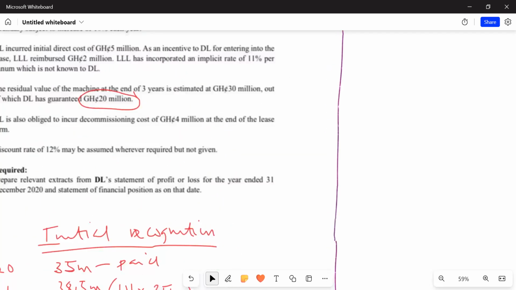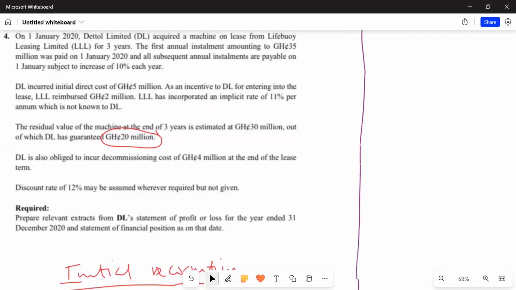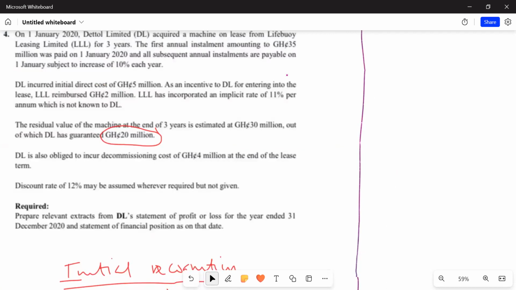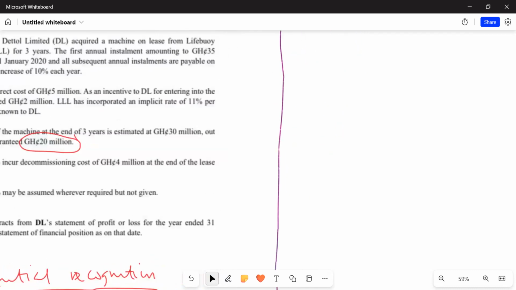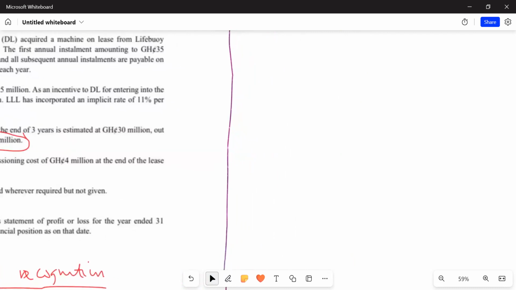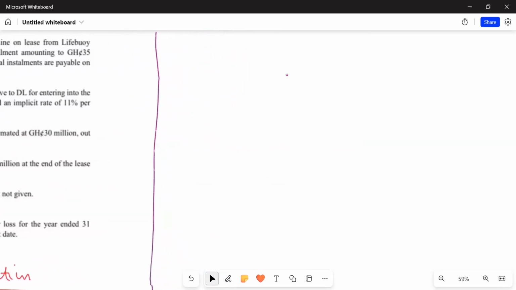All things being equal, you have to see leasing as a source of what? Business finance. Because why do we lease? We need money. So leasing is a source of business finance to companies.